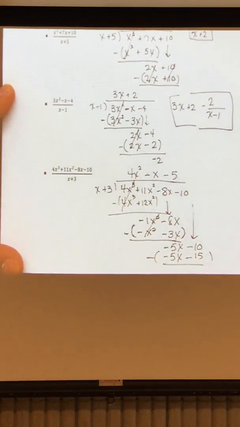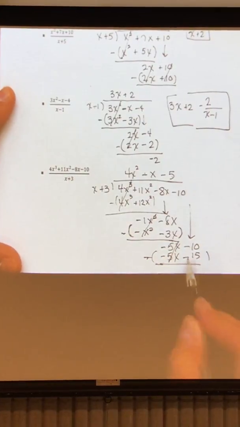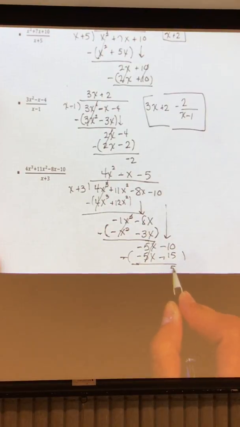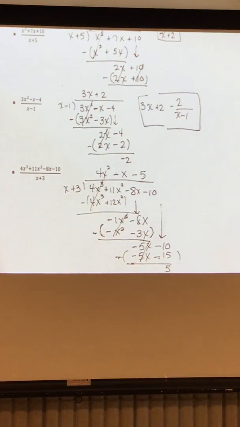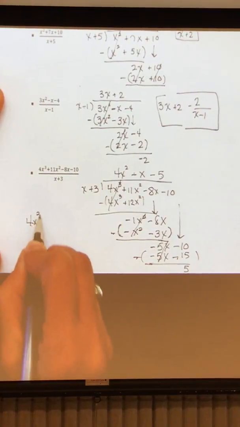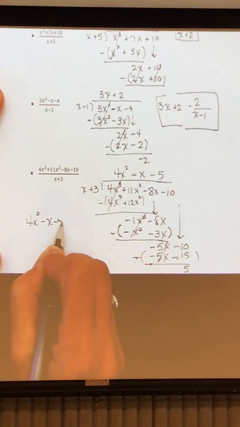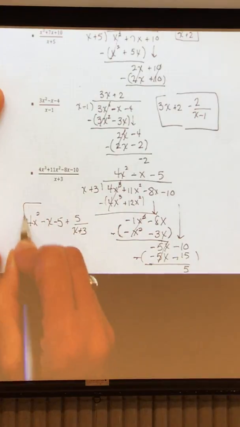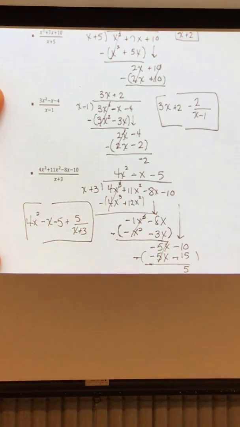And again, let us distribute the negative. Negative times a negative is a positive, which cancels. Negative times a negative is a positive, so you have negative 10 plus 15 is 5, and that is your remainder. So your final answer is 4x squared minus x minus 5 plus 5 over x plus 3. And this concludes Chapter 5, Section 6.